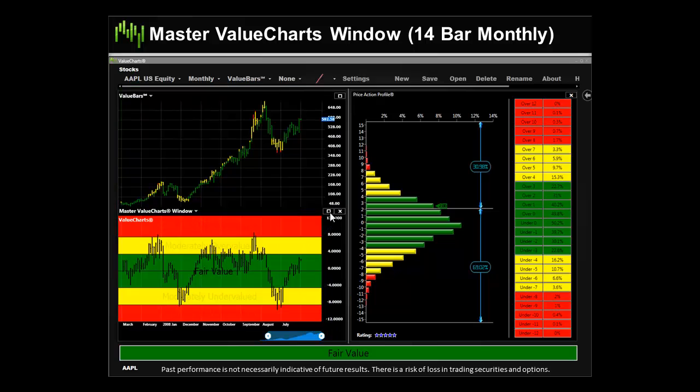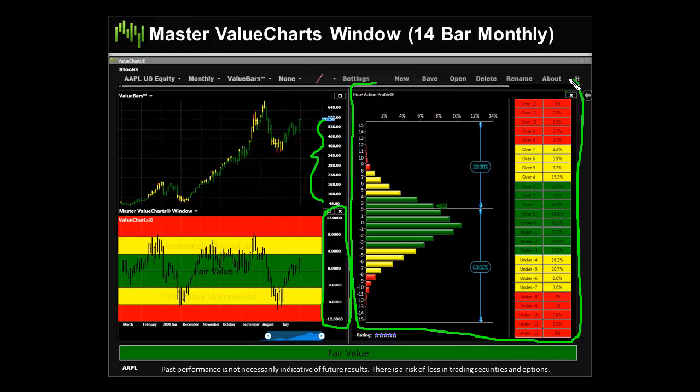So let me go ahead and erase some of my drawings here. So these units right here are not the same as the units up here for Apple. So these are dollars per share up here, right? These units down here are dynamic volatility units. They are different. They are designed to expand with increasing market volatility and contract with decreasing market volatility. So notice here, these units are the same as the units over here on the price action profile window over here. So this tool, Value Charts, again over here on the lower left-hand side, is designed to, again, plot price in terms of objective market valuation.